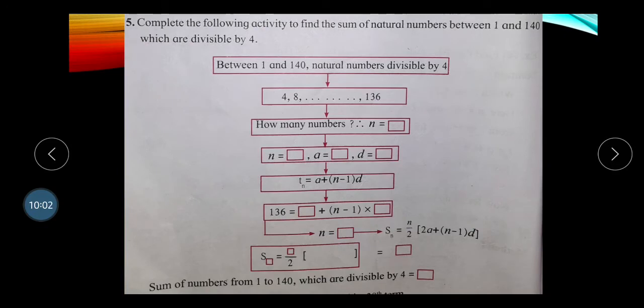Question number 5. Complete the following activity to find the sum of the natural numbers between 1 and 140 which are divisible by 4. That means you should remember the 4 table over here. This is your question. We need to fill the blanks, but we cannot directly fill them. We need to do the steps, then only we can fill the boxes over here. Okay, so let's see the steps.